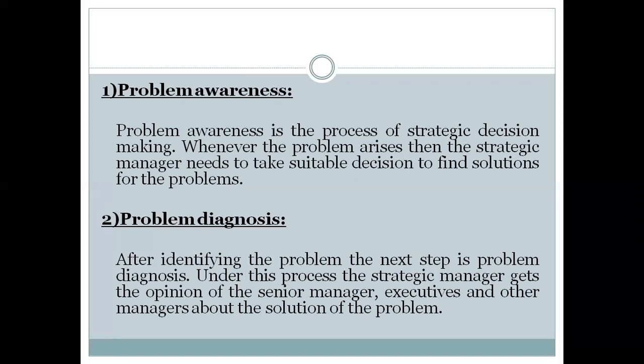Point number 2, problem diagnosis. After identifying the problem, the next step is problem diagnosis. Under this process, the strategic manager gets the opinion of the senior managers, executives, and other managers about the solution of the problem. Yes, guys, once the problem is identified, okay, sir, this is the problem. Okay, fine. But you need to do diagnosis.